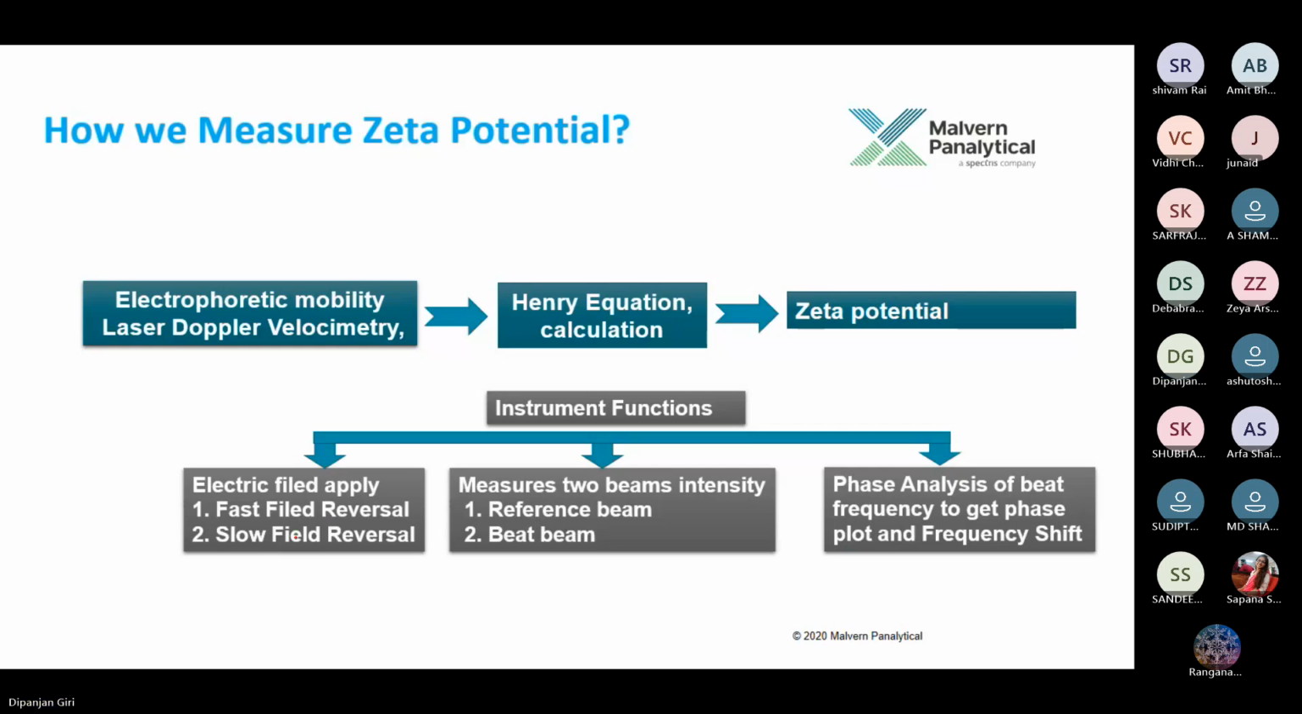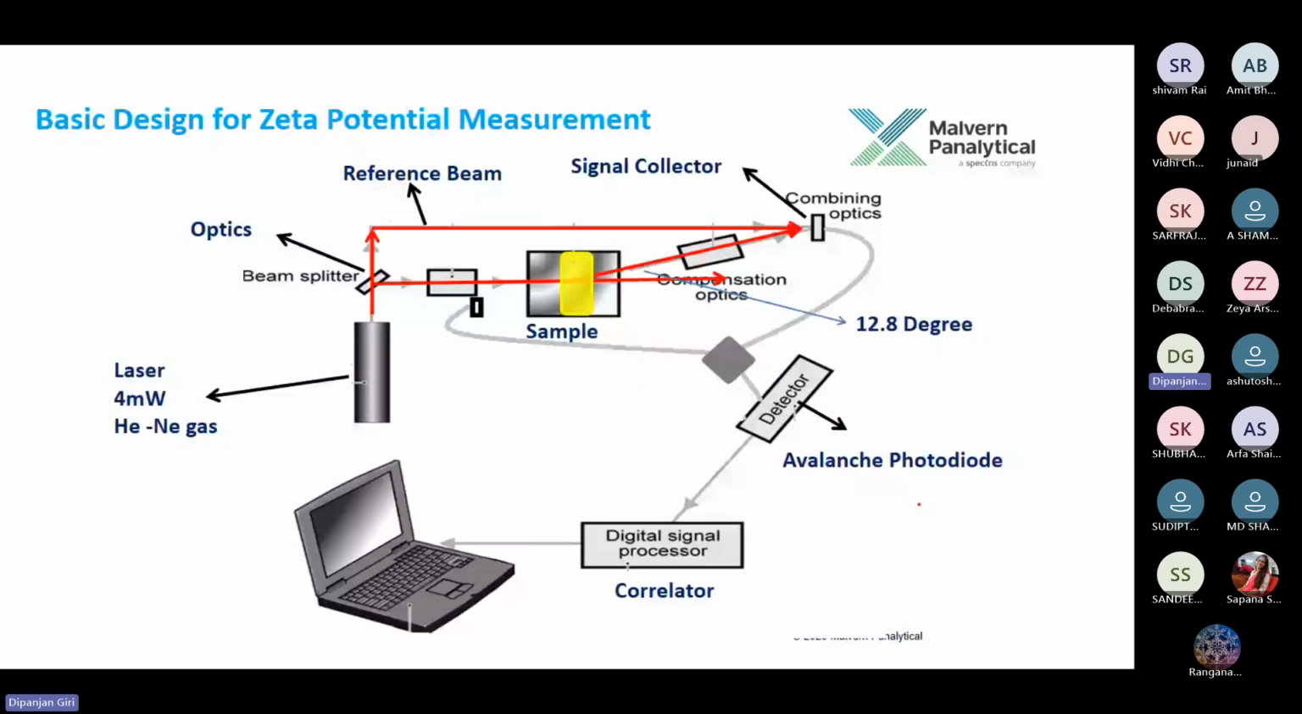So just remember this kind of term, FFR or SFR, fast field reversal, slow field reversal. This will be discussed. For zeta potential, we have to measure the electric mobility, and then if you relate it with the Henry equation, you will get the zeta potential. For electrophoretic mobility, you need the laser Doppler velocimetry technique, and from that, with the phase, with the pulse, you will get the frequency shift.